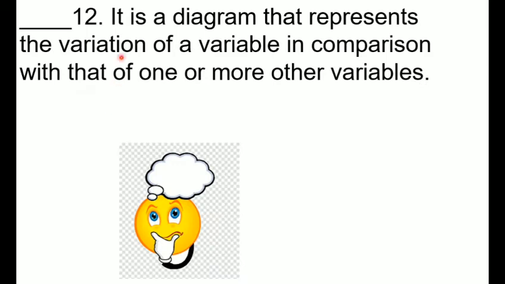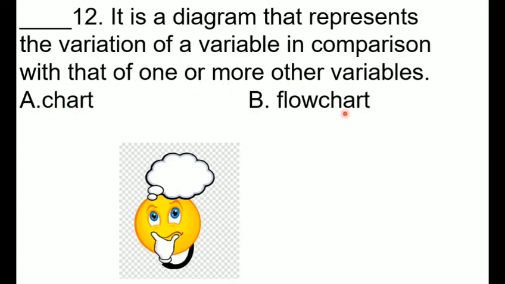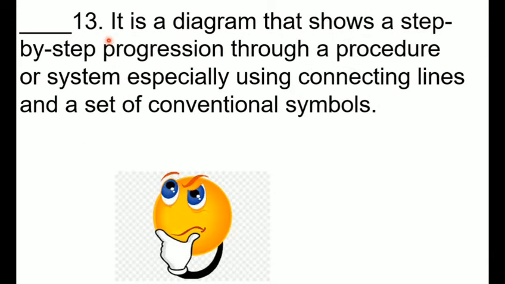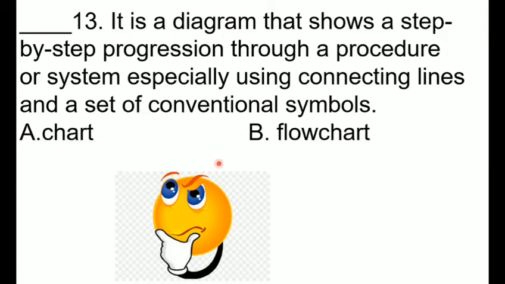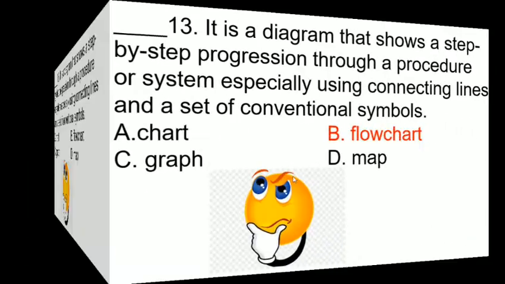Chart. Number 12. It is a diagram that represents the variation of a variable in comparison with that of one or more other variables. A. Chart. B. Flowchart. C. Graph. And D. Map. The correct answer is option C. Graph. 13. It is a diagram that shows a step-by-step progression through a procedure or system, especially using connecting lines and a set of conventional symbols. A. Chart. B. Flowchart. C. Graph. D. Map. Correct answer is option B.